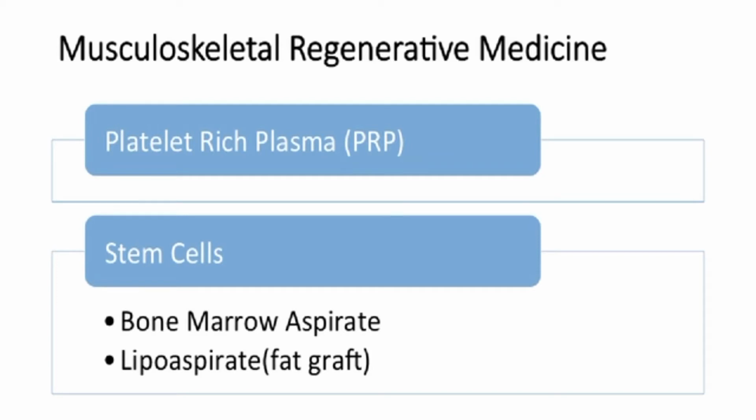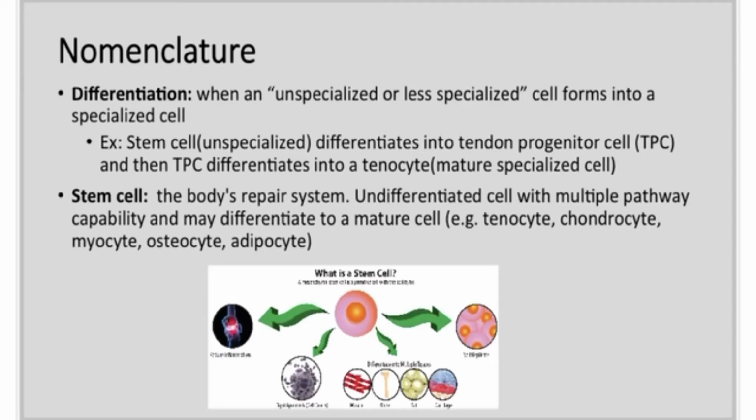So let's dive into regenerative medicine for musculoskeletal conditions. First we have platelet rich plasma, also known as PRP. And then we have stem cells, which can be found in bone marrow aspirate and lipoaspirate. Today, I'm going to be mainly speaking about PRP. So a little bit of nomenclature. First, differentiation means when an unspecialized or less specialized cell forms into a specialized cell. For example, a stem cell, which is unspecialized, differentiates into a tendon progenitor cell, or TPC, and then TPC differentiates into a tenocyte, which is a mature specialized cell.